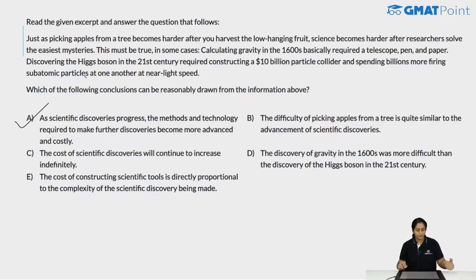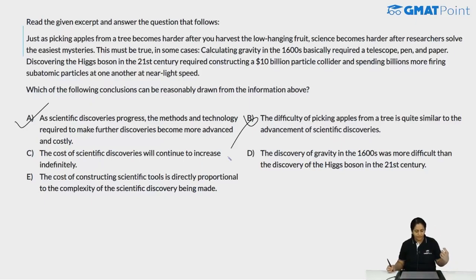Let's take a look at options B, C, D, E. The difficulty of picking apples from a tree is quite similar to the advancement of scientific discoveries. No, the difficulty is used as a metaphor. It's not that this difficulty is the same as that difficulty. It is super easy for us to climb up a tree and pick an apple from the top. But to build a $10 billion particle collider is much, much more difficult. These two difficulties are not even on the same level. So B is clearly incorrect.